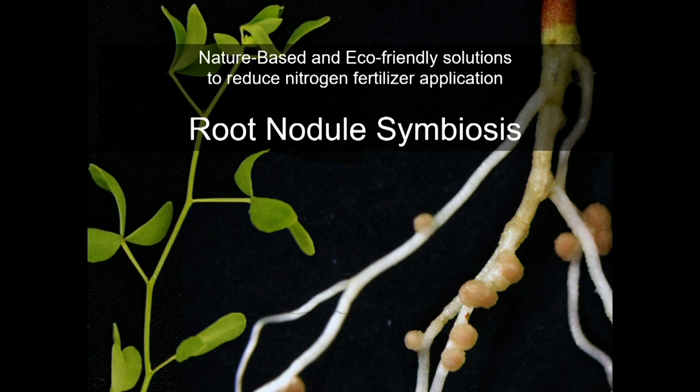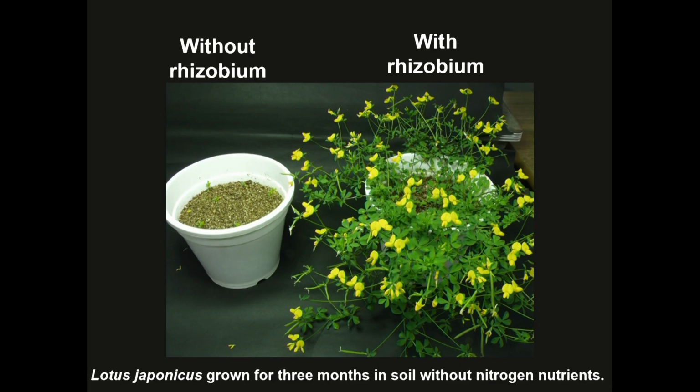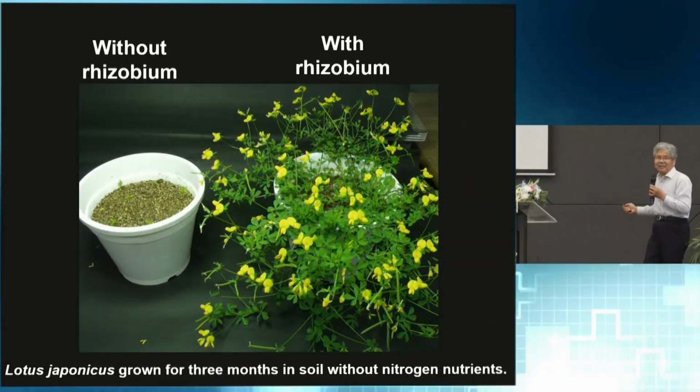So one of the natural-based and ecologically friendly solutions to reduce the nitrogen fertilizer is root nodule symbiosis, as Eric mentioned. The potential of the symbiosis between legume plants and rhizobia is extremely high. So if we grow Lotus japonicus, one of the model legumes, in a pot without nitrogen, we cannot grow the plant. But if we add the rhizobium to the pot, we can get flower and seed. So the rhizobium provides enough nitrogen source to the legume plant.